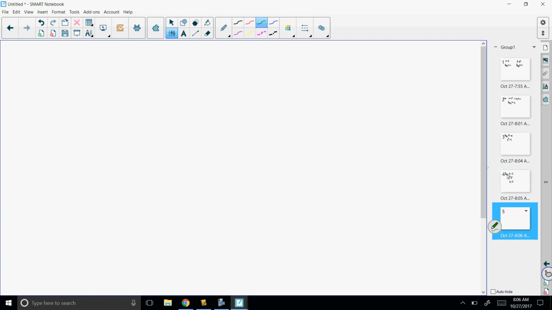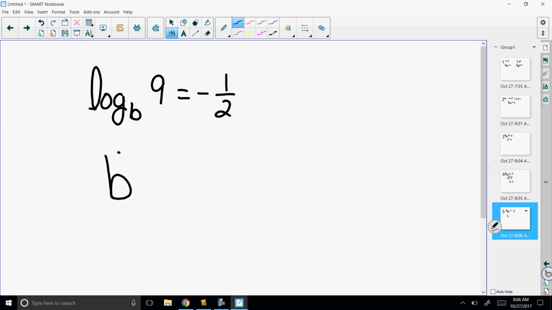So if they give you another one, what if they ask you to solve log 9 base b is equal to negative 1/2? Change it into exponential format. So you have b to the negative 1/2 is equal to 9.